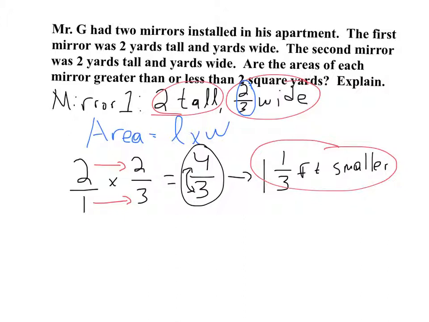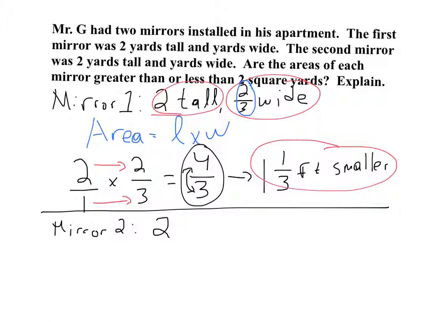Now we need to take a look at mirror 2. We're going to do the same procedure. Mirror 2 again has a length of 2 yards and a width of 3/2. So now if we look at our second factor, 3/2, it's bigger than 1. So when we multiply by 2, we should end up with a product that is bigger than 2. So again, we're going to prove that with some work.